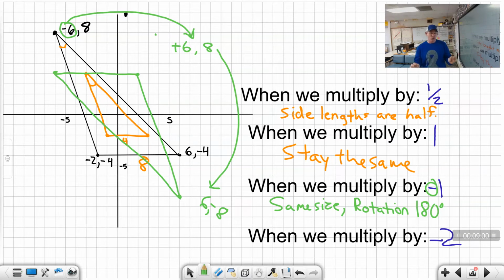Now, if you have not plotted those points, copied that down for the orange triangle or the green triangle, I do want you to have those two triangles down. So if you have not done that, pause the video so that you can copy down those two triangles' locations.